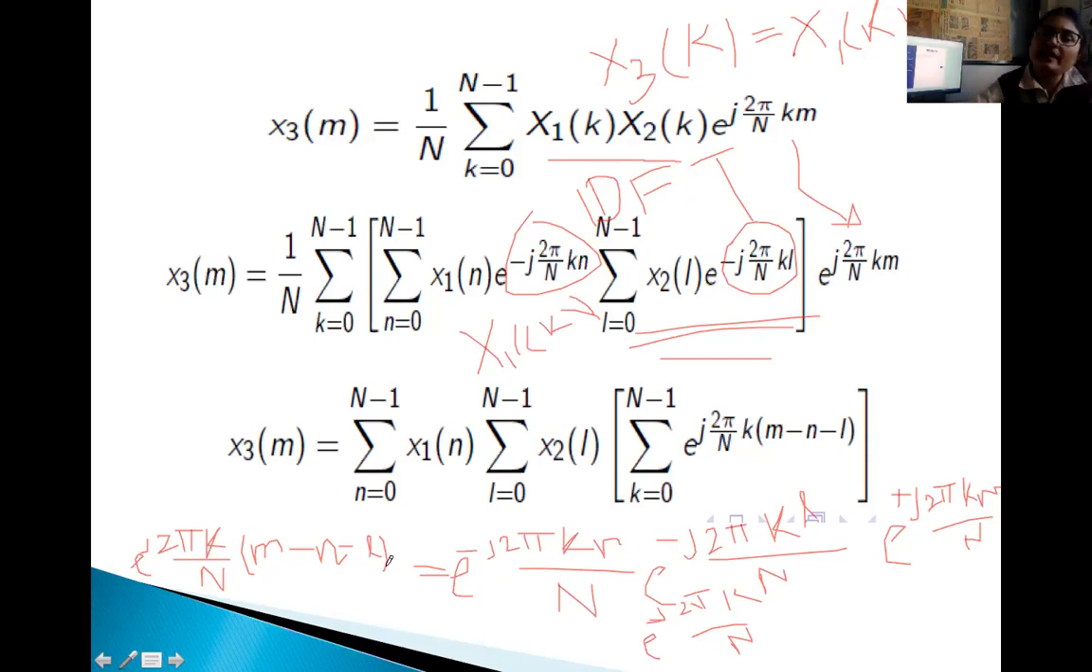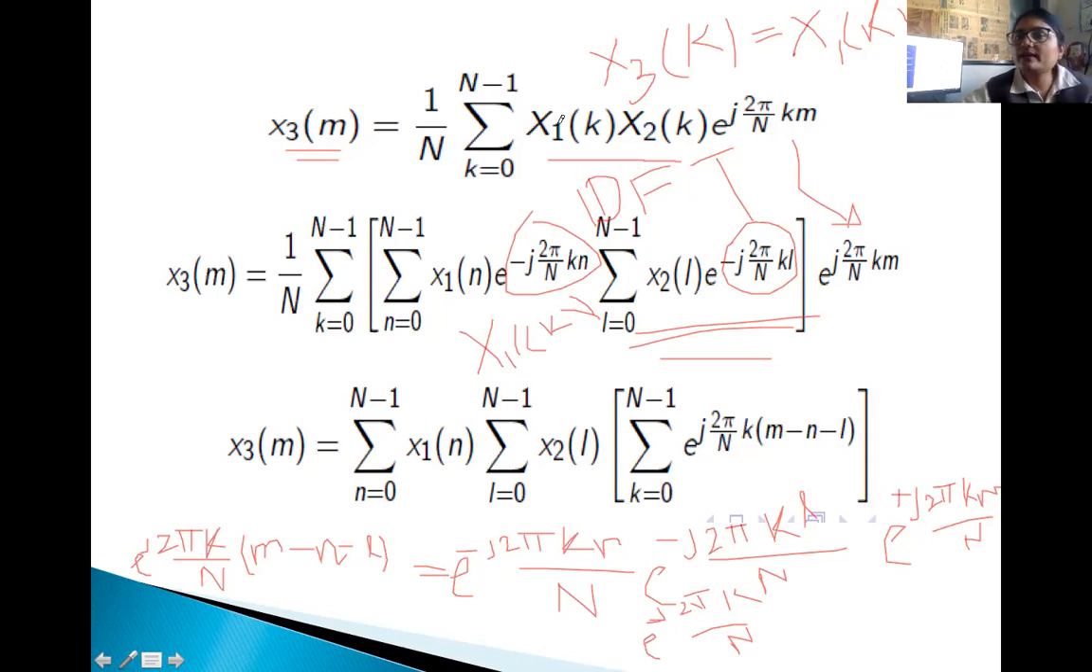Is that clear? काय केलं आपण पहिल्यांदा? We want to find out x3 of n. x3 of m साठी what is there? We have applied the IDFT. So here x3 of k is present. We know that the value of x3 of k is the multiplication of x1 of k and x2 of k. ह्या दोघांचं मल्टिप्लिकेशन म्हणजे x3 of m येणार आहे by applying IDFT.